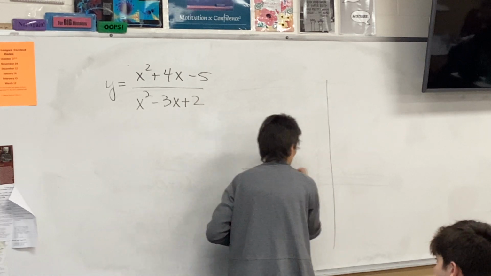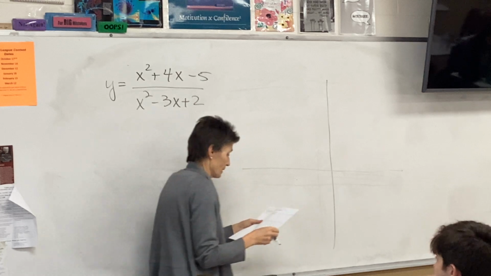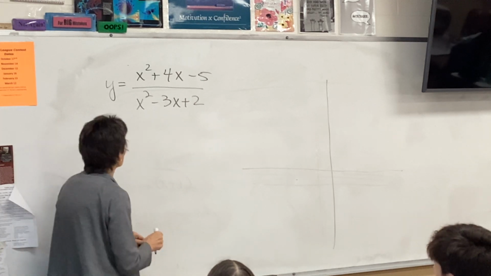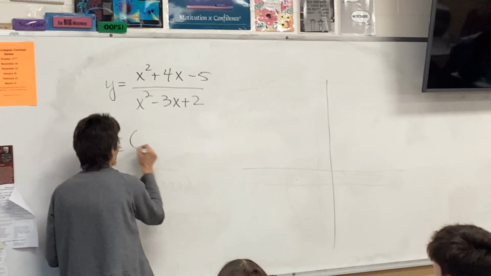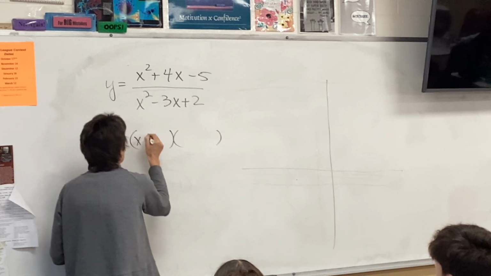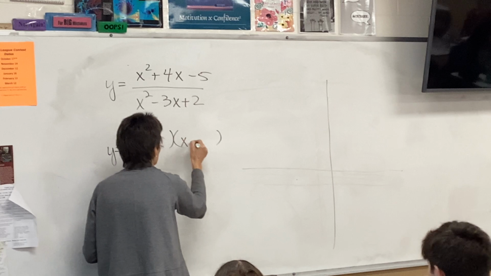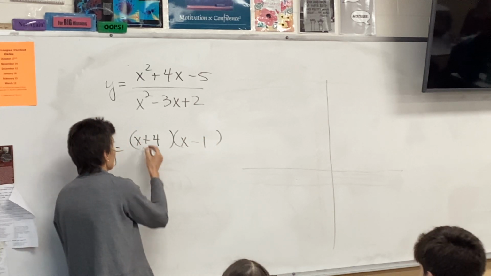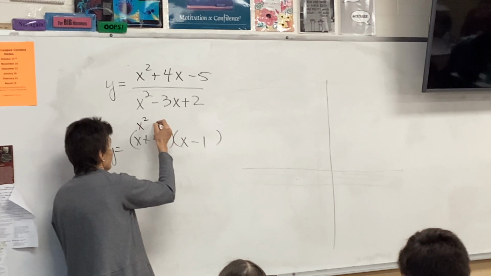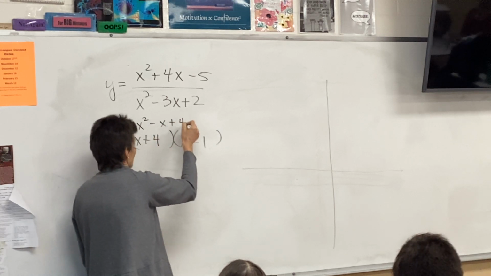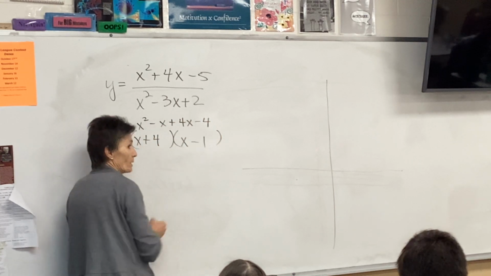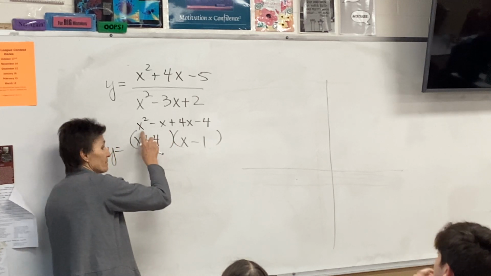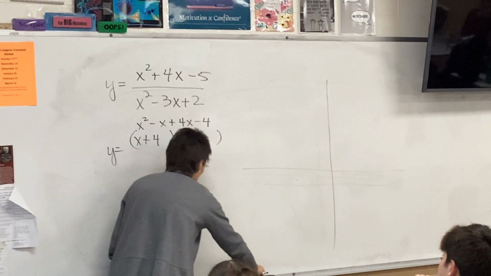Okay, here we go. How do we start? Factor. How does the top factor? Positive 4, negative 1. I think we have to double check that. X squared minus x plus 4x minus 4. I'm FOILing, F-O-I-L. Is that going to give me what I want? No, nope.